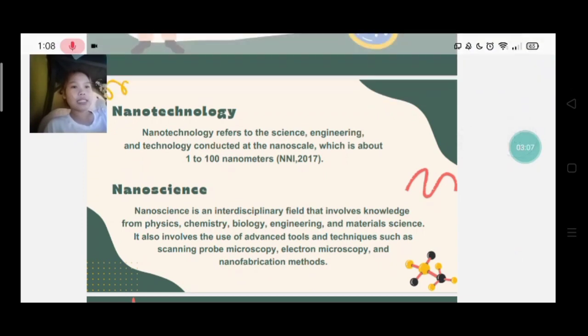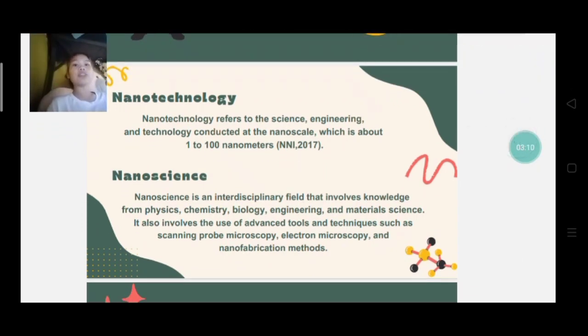Let's get to know first what nanotechnology and nanoscience are, and their difference. Nanotechnology refers to the science, engineering, and technology conducted at the nanoscale, which is 1 to 100 nanometers. And nanoscience is an interdisciplinary field that involves knowledge from physics, chemistry, biology, engineering, and material science. It involves the use of advanced tools and techniques such as scanning probe microscopy, electron microscopy, and nanofabrication methods, as I have said earlier.